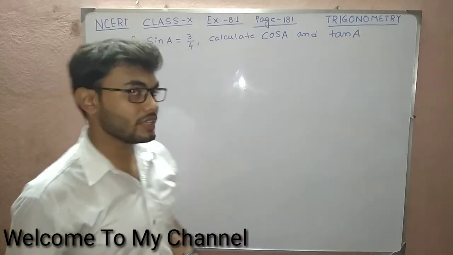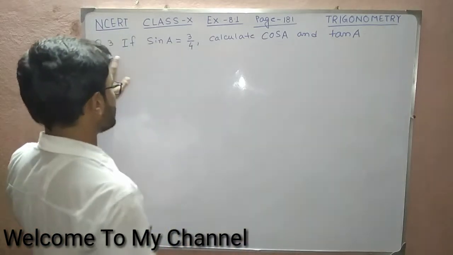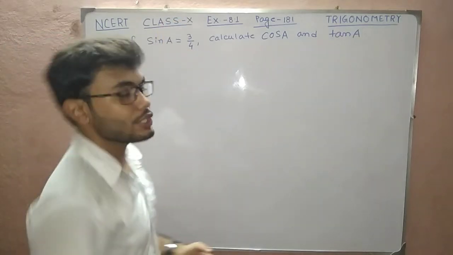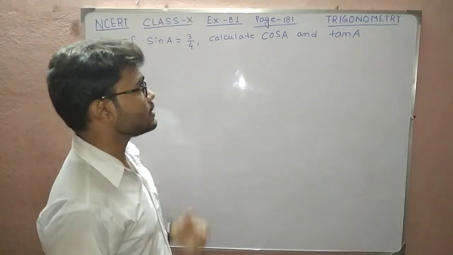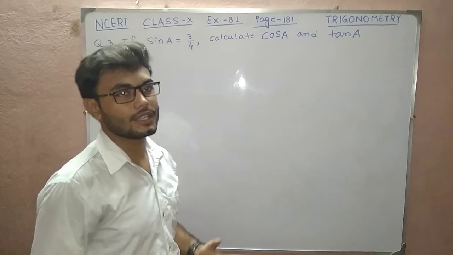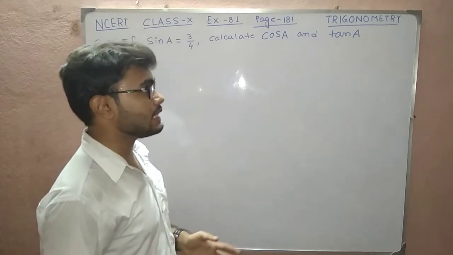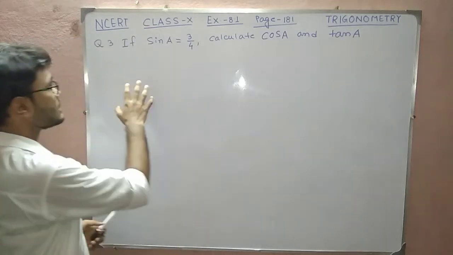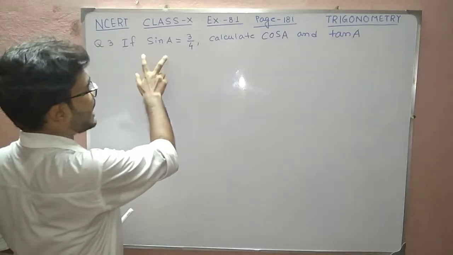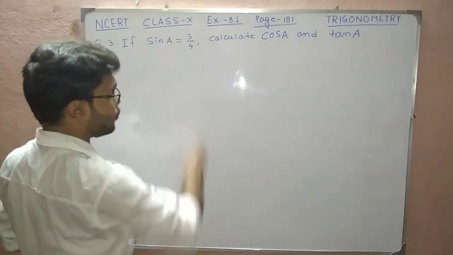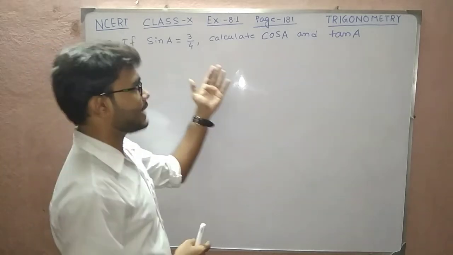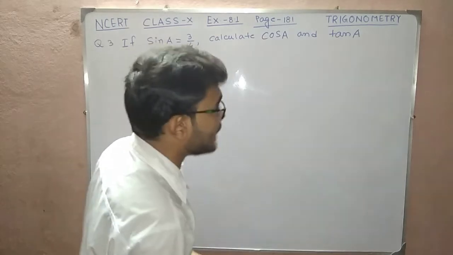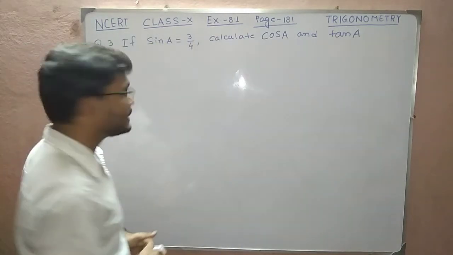Here in this video you will get the solution of question number 3 of the NCERT book class 10, exercise 8.1. You can find this exercise on page number 181, and we are doing the topic of trigonometry. So what is the question? The question is: if the value of sin A is 3/4, then you have to calculate the values of cos A and tan A. So we are starting the answer.